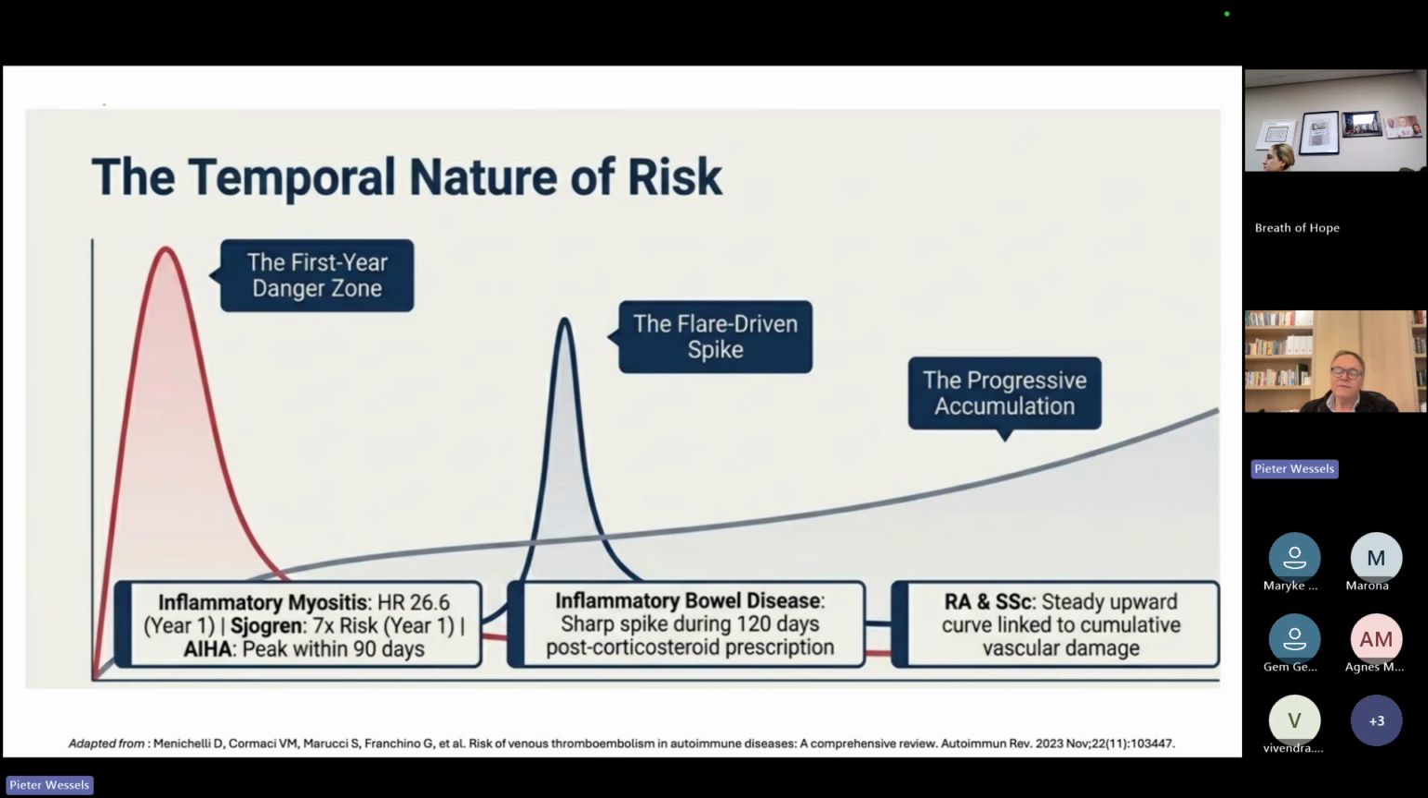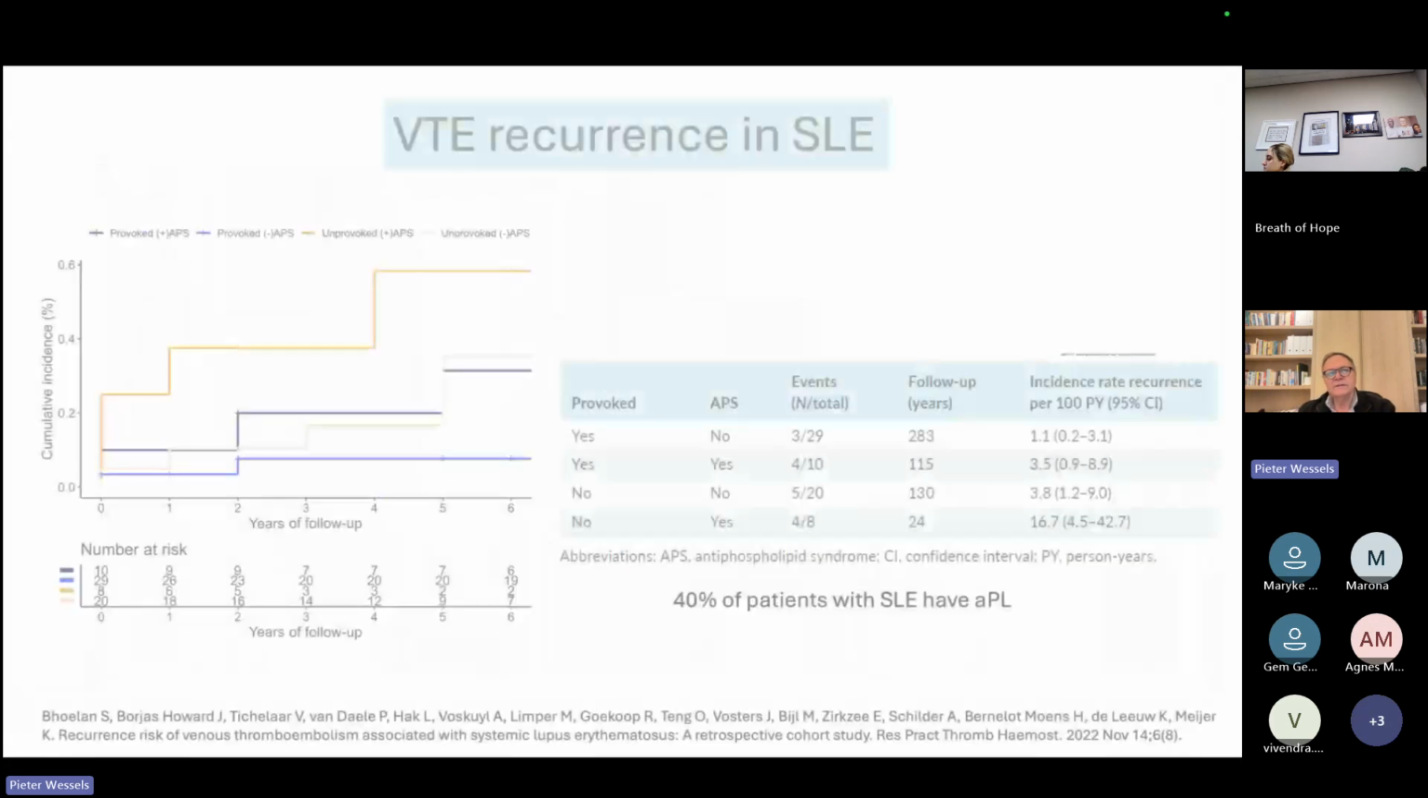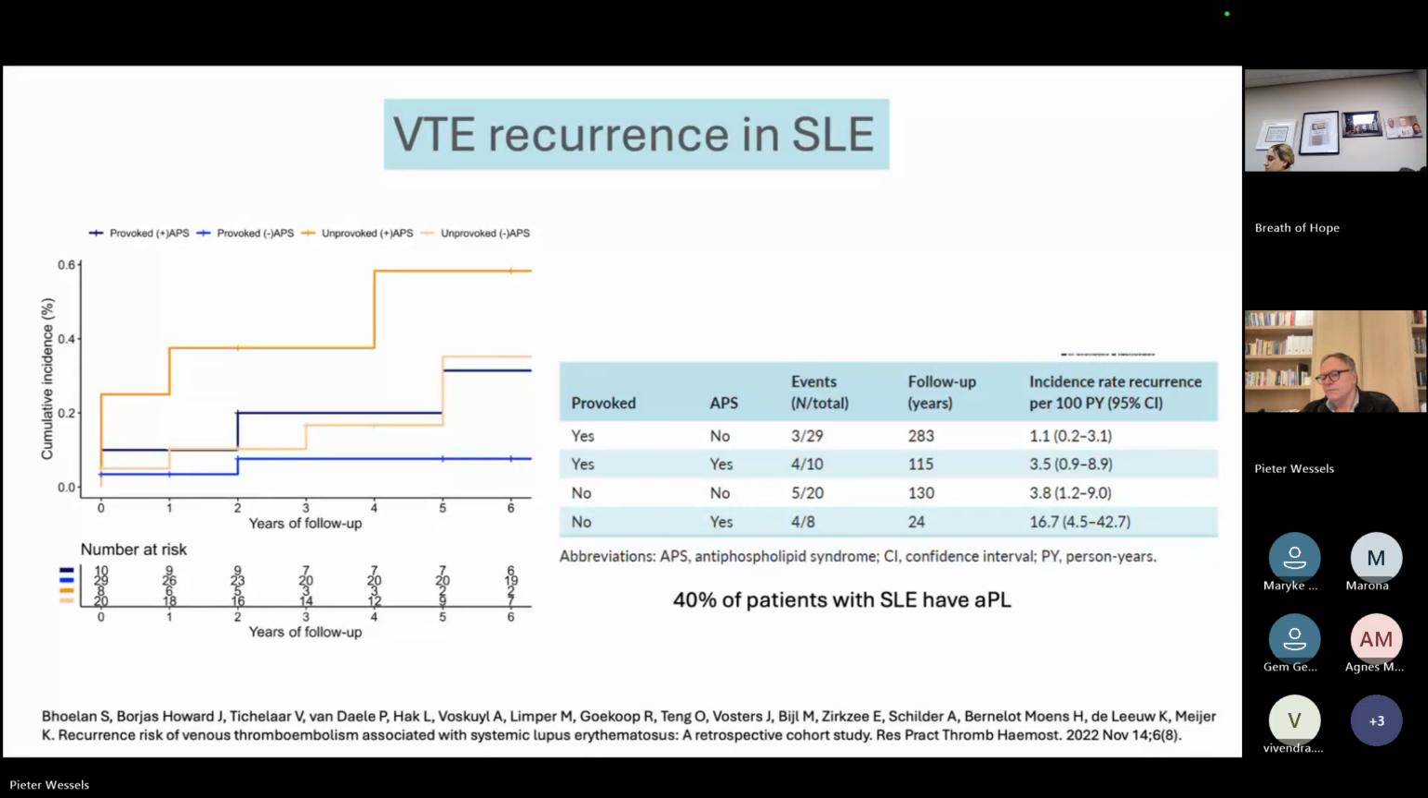If you admit them, definitely then cover them. Your inflammatory bowel disorders, sharp spike during the time that you admit them, and then there's this progressive accumulation over time in rheumatoid arthritis and systemic sclerosis. So that's the story about the different underlying conditions and the risk of venous thrombosis.